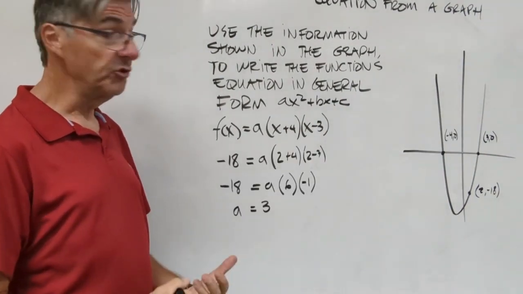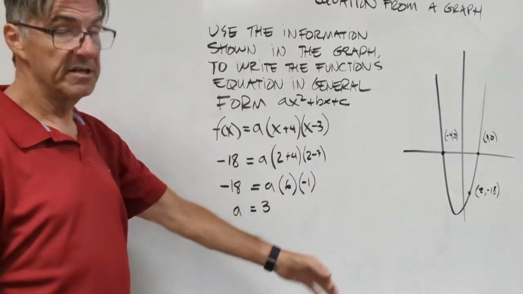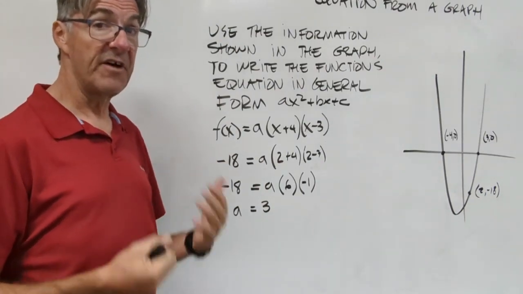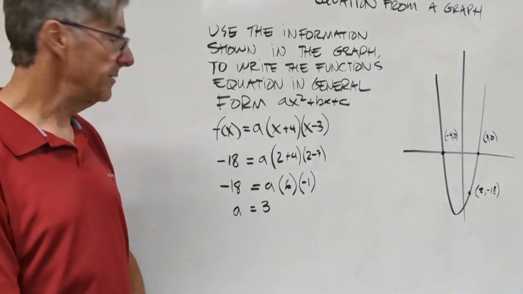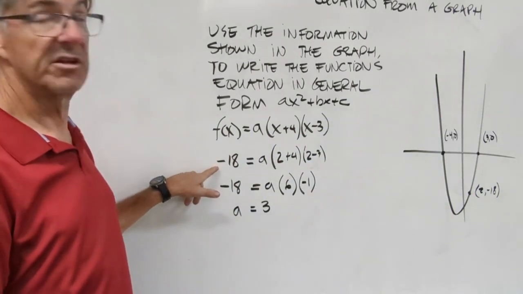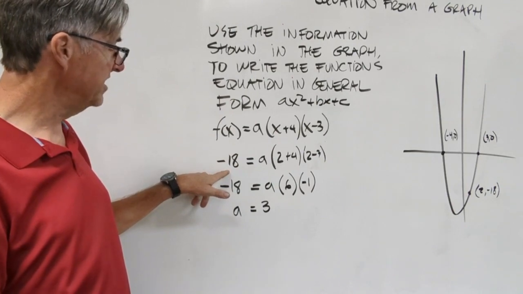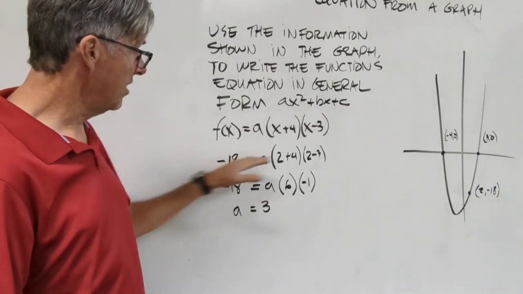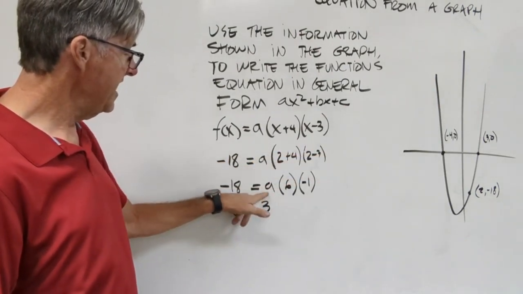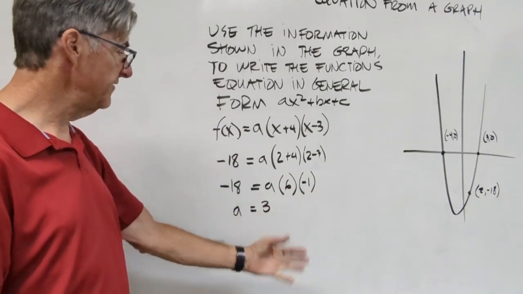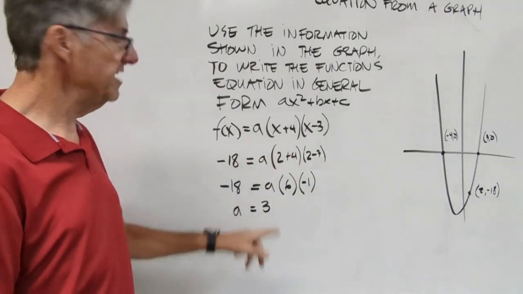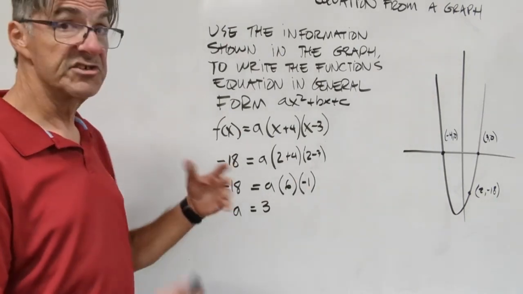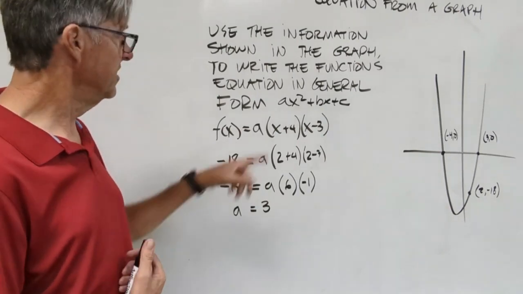All right, so what I'm going to do is use my third point just like I used the vertex or the y-intercept. In fact, I can use any third point if I already have my two x-intercepts. So what I did here is I just plugged in the coordinates for that third point. The y value is -18, the x value is 2. It's the same x in both places, and so I just run my equation. This ends up being a times 6 times -1, which is -6a, divide through, and I'm going to get a is 3.